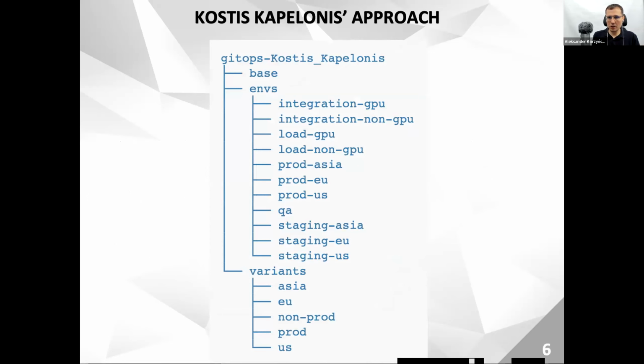So I'm first going to talk about the approach by KOSTIS KAPELONIS. And this is the structure that he described in his article. So first of all, the recommendation is not to use branches to store information about different environments. This seems to be the standard in the community. KOSTIS makes a case in his blog article about it. So if you want to read the full argument, if you're not familiar with it, then you can find it there.